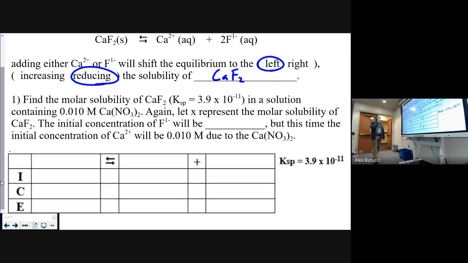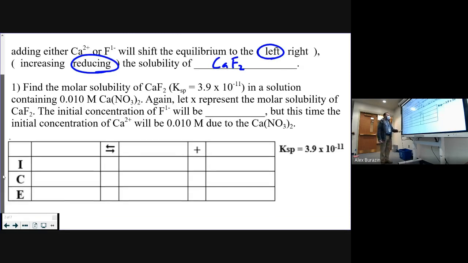Find the molar solubility of calcium fluoride in a solution containing 0.01 molar calcium nitrate. Let me stop right there. What we're going to try to do today, compared to 7-Eleven: in 7-Eleven, I had an ionic compound, and we were going to dissolve it in water. Today, I have an ionic compound, and I'm going to try to dissolve it in a solution that already contains other stuff. Okay, not pure water. A solution that already contains some other things.